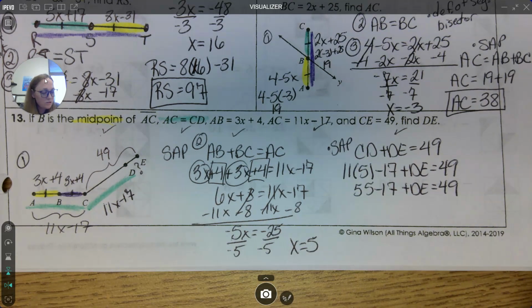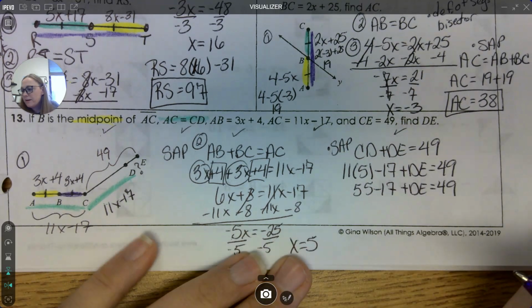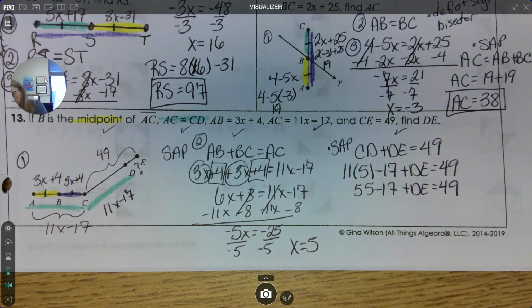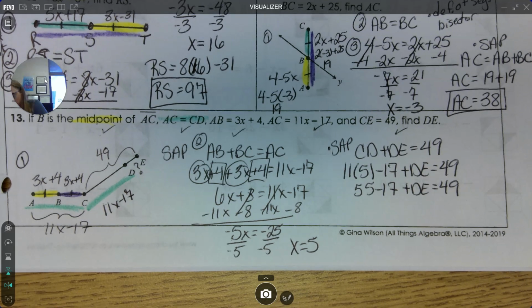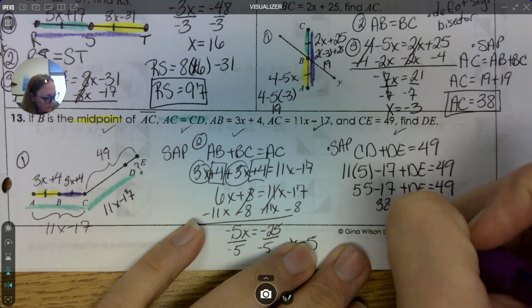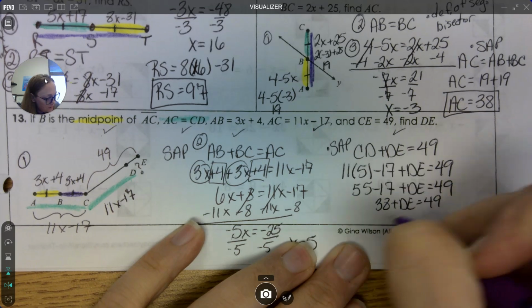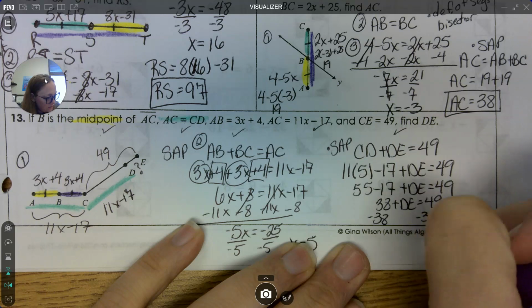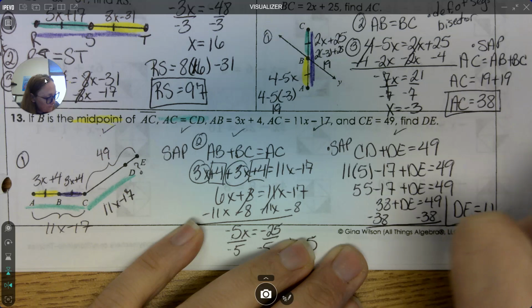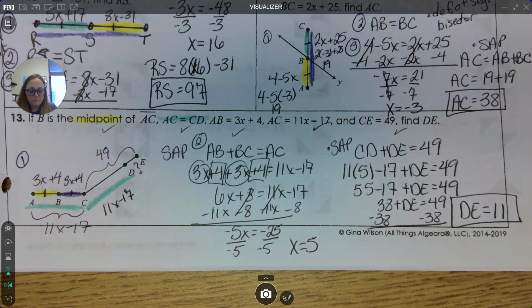That would be like our x. We're solving for a variable. 55 minus 17. And then subtract from, there we go, let me do some math here. 55 minus 17 is 38. I skipped that step on my notes, so I'm going to show all my steps here. Subtracting 38, and segment DE is 11. All right, make sure you keep practicing this and let me know if you have any questions.